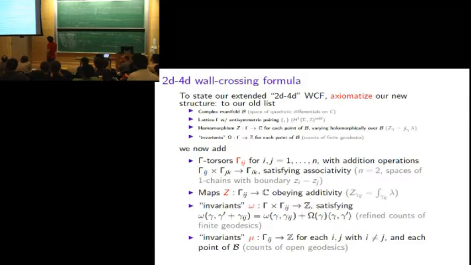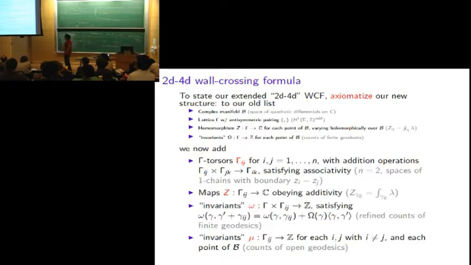So in the example I've been discussing, n was just 2, and gamma ij was the space of 1-chains with boundary. Now the map Z should be extended. Before I had Z of gamma, now I'll also have Z of gamma ij, and that has to obey an additivity. Since gamma ij is a torsor, there's an obvious additivity you could have. So here Z of gamma ij will just be the integrals over these open paths of my canonical one-form. And now there will be these two new kinds of invariants, little omega and mu.